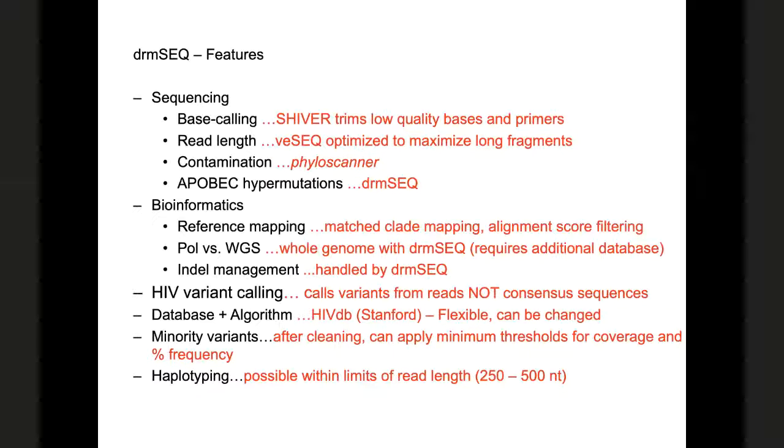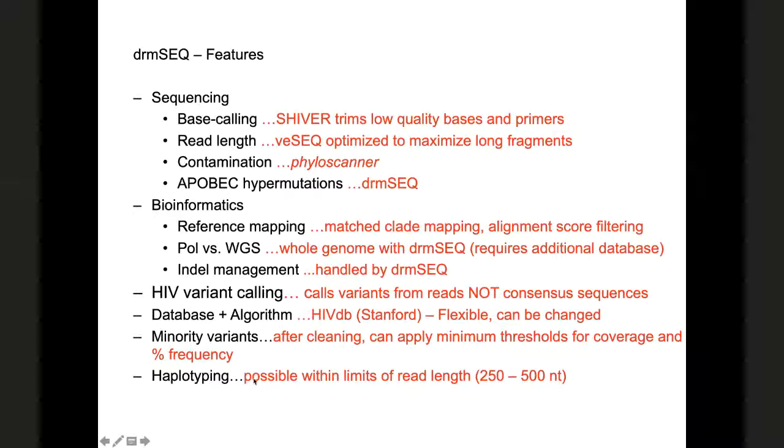I mentioned that you can use this for the whole genome. It handles DRM indels, and because the sequencing is quantitative, we think we do a good job at least of providing the data with which we can understand the importance of minority variants.